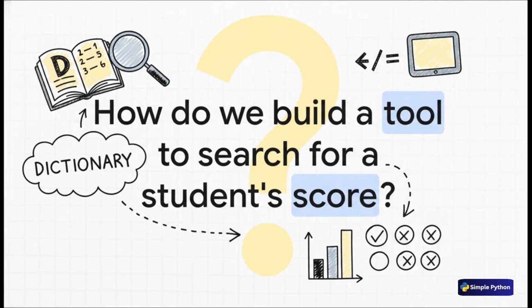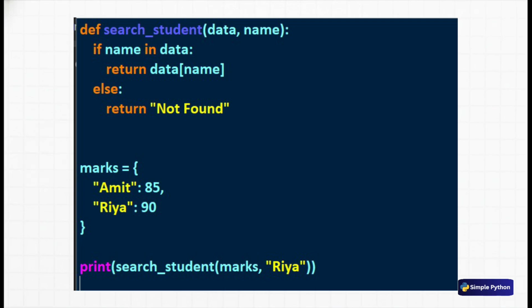Let's build another tool. This time, our goal is to create a function that can look up a student's score in that dictionary of ours. And there you have it. This search student function is built for flexibility. It takes two pieces of information, the dictionary you want to search in, and the name of the student you're looking for. It just does a quick check. Is this name in the dictionary? And if it is, it returns the score. It's another perfect example of building a clean, simple tool that does one job and does it well.